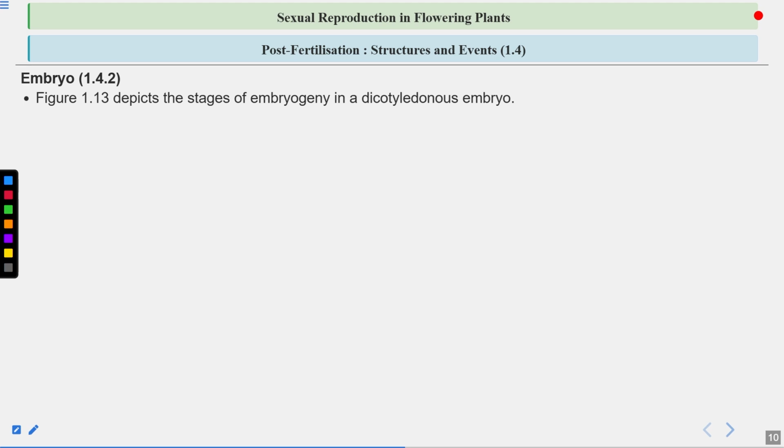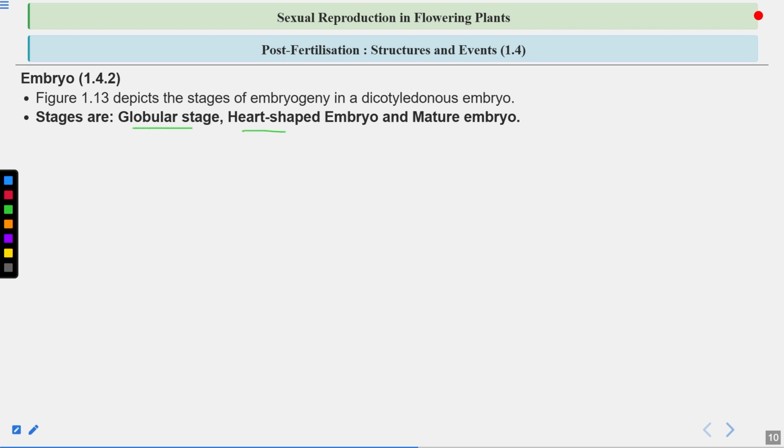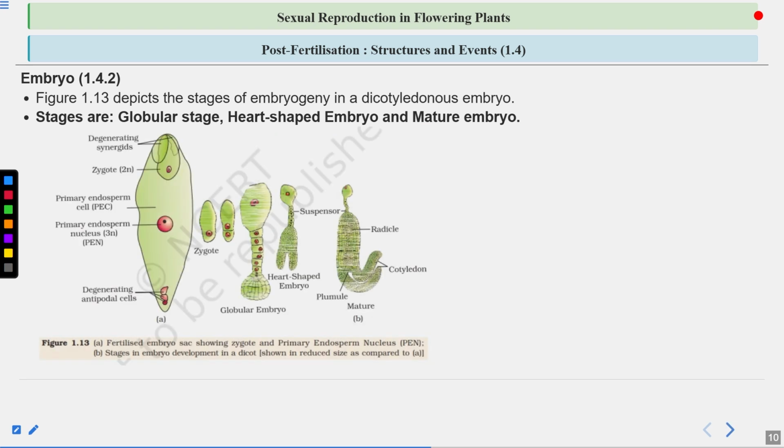So here we have figure 1.13 that depicts the stages of embryogeny in the dicotyledonous embryo. Let us see that. And these are the different stages: globular stage, heart-shaped stage embryo, and mature embryo. So let us see the figure. Here, this is the figure. This is the zygote in the embryo sac. This is the embryo sac.